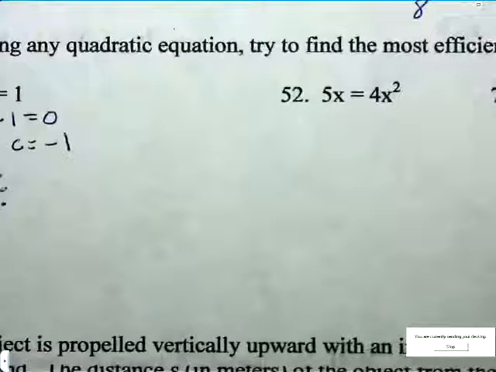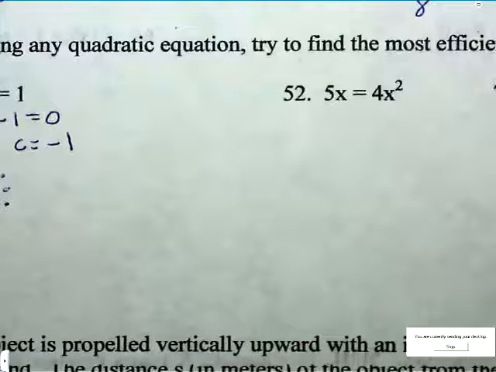Number 52, the first thing I notice is it's a quadratic equation. What's the first thing I need to do? Get it in standard form. First thing you need to do is get it in standard form. Don't try to take the square root of both sides. Don't even divide both sides by x. Ooh, that's a common mistake.